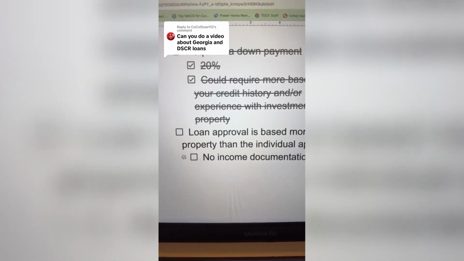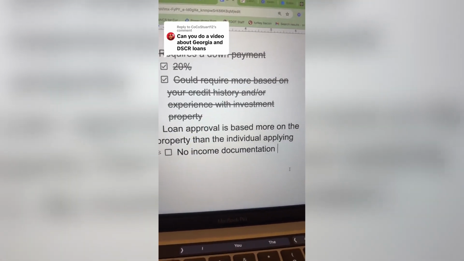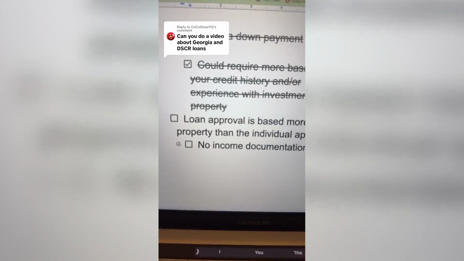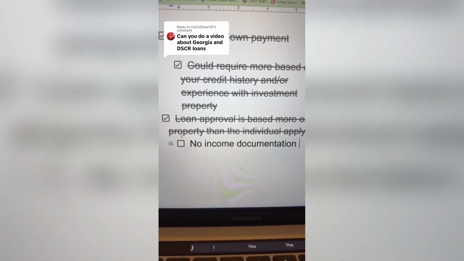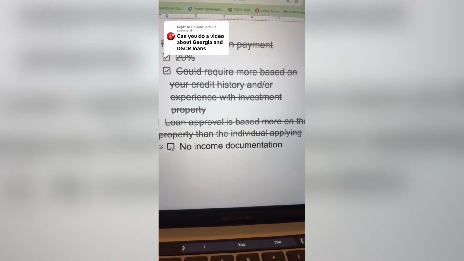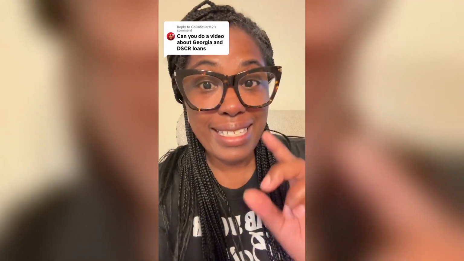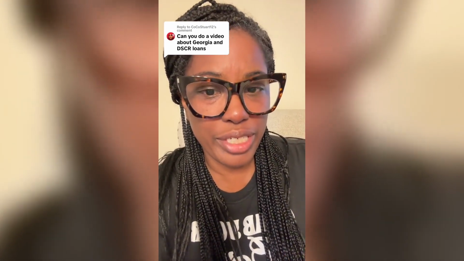Investors use these loans and they like them because the loan approval is based more on the property than the individual who is applying for the loan. There is no income documentation because, again, this loan is based on the property's ability to cover its own debt payments. Now let's calculate a debt service coverage ratio.